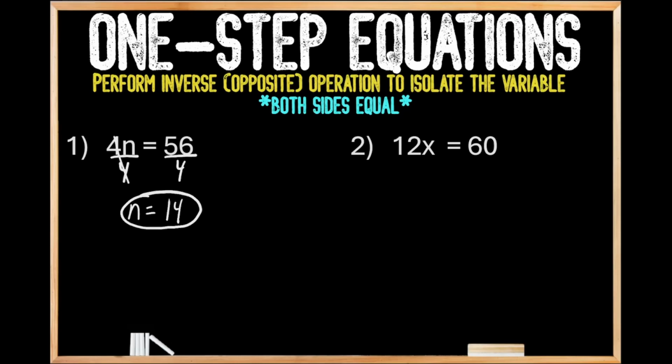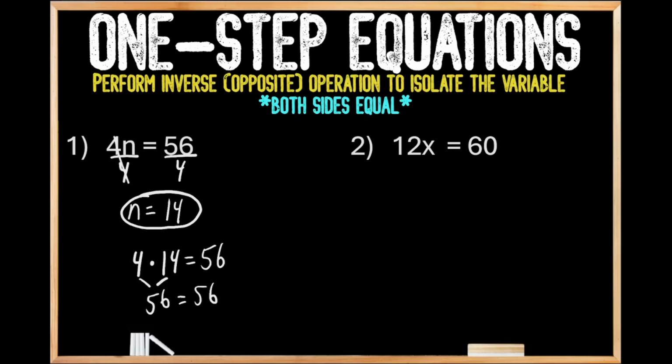If we want to double check this to make sure that we have the right answer here, we're simply going to plug in the value of n into our original problem. So we have 4 times 14 equals 56. And when we multiply 4 times 14, we get 56. And since both sides of this equation are equal, it means that n is in fact equal to 14.